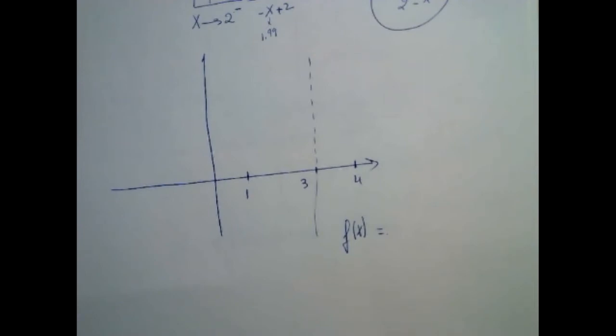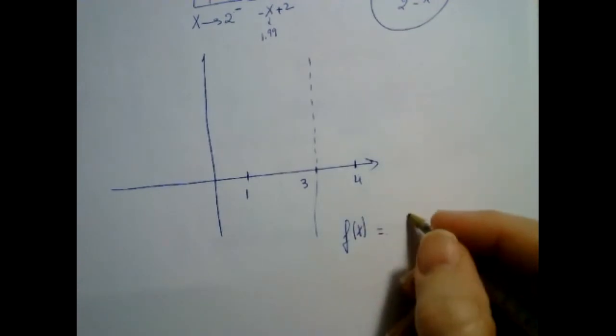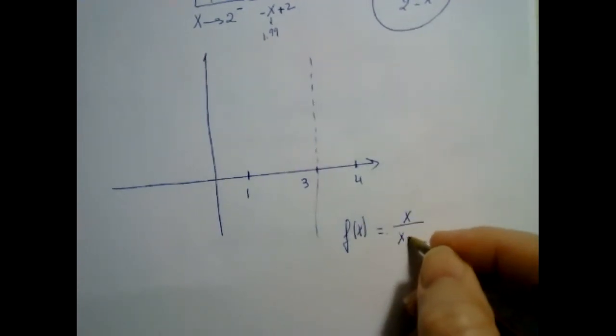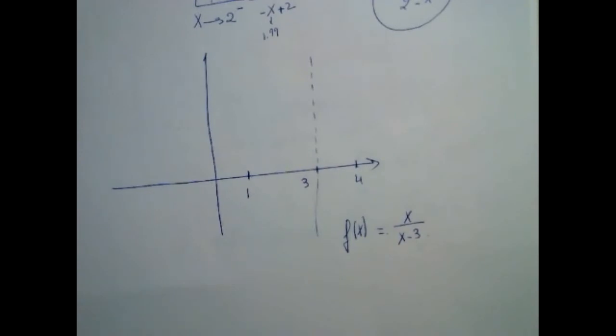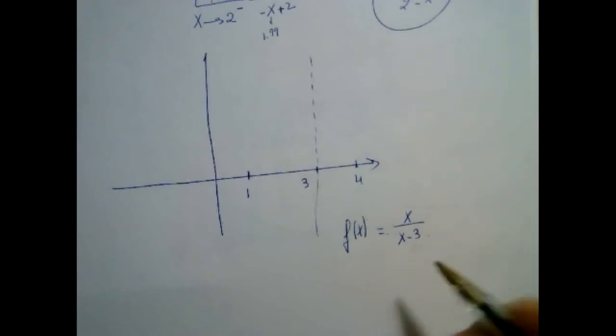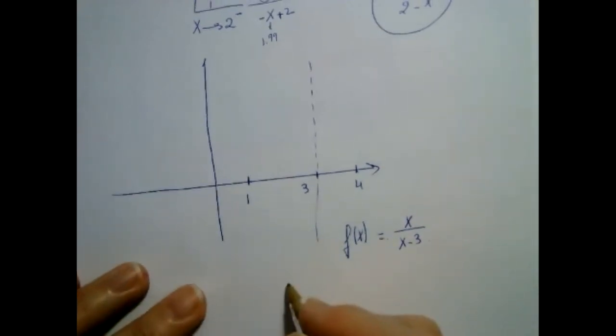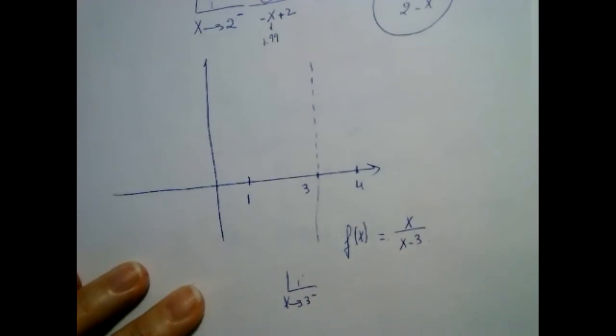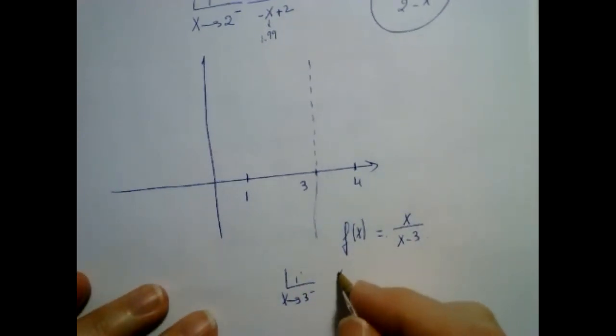Would you say x over x minus 3? X over x minus 3, for example. Okay, this function is definitely defined everywhere except at 3. It blows up at 3. It definitely blows up at 3. It blows up, this particular function that you guys gave me. Let us evaluate the limit when we're coming close to 3 from the negative side.